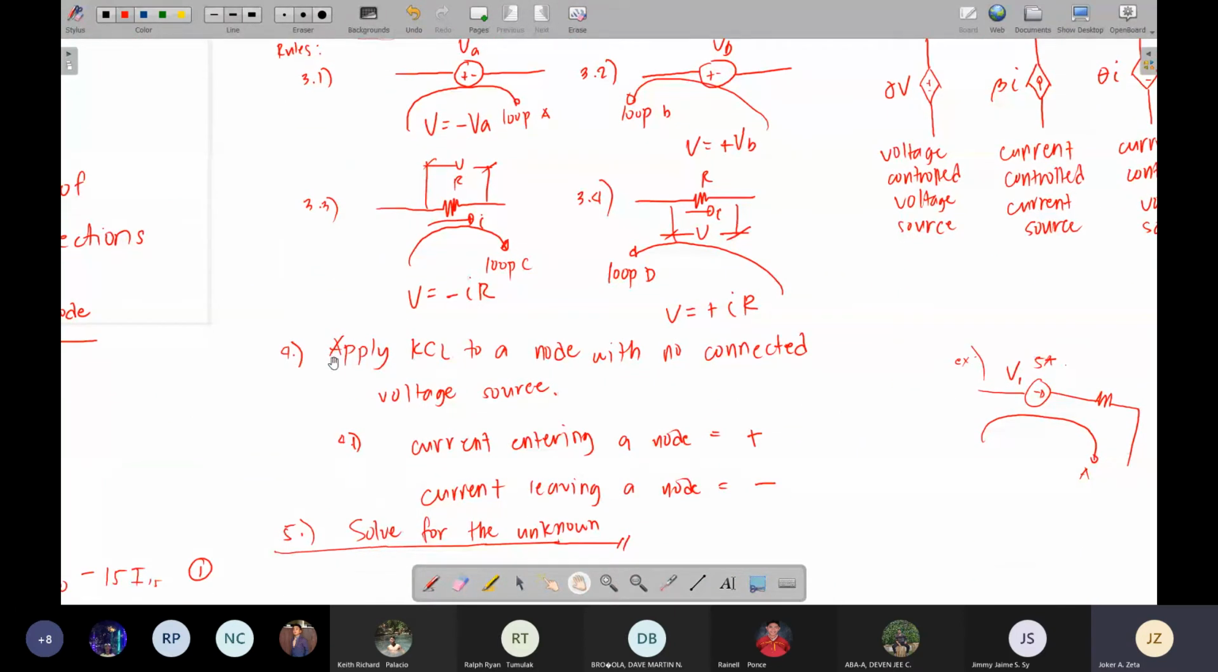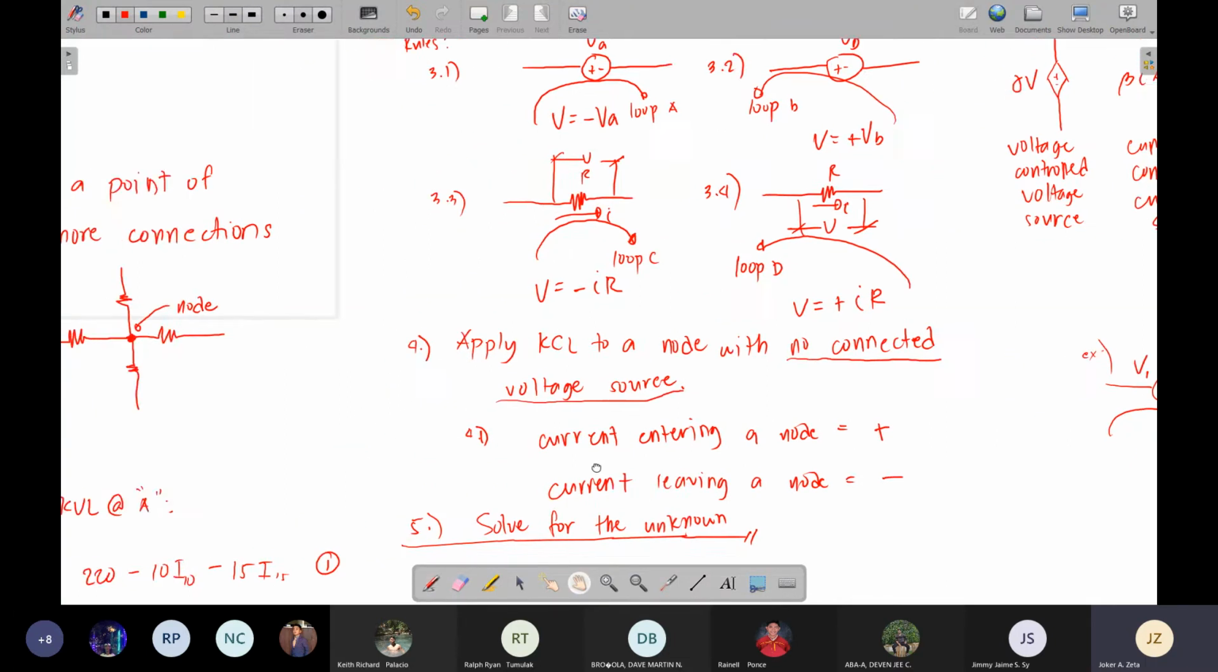Next, you have to proceed with step number 4. Apply KCL to a node with no connected voltage source. Now, this is the most important, okay? Apply KCL to a node with no connected voltage source.